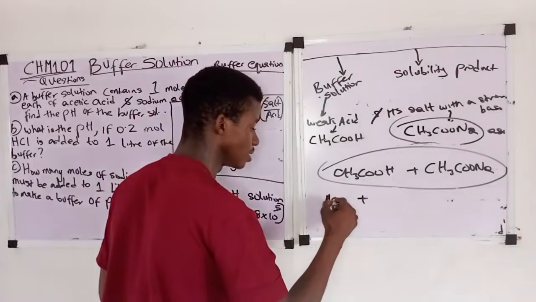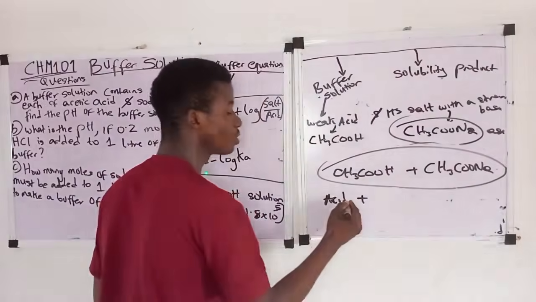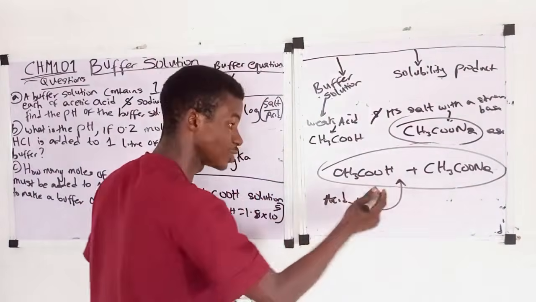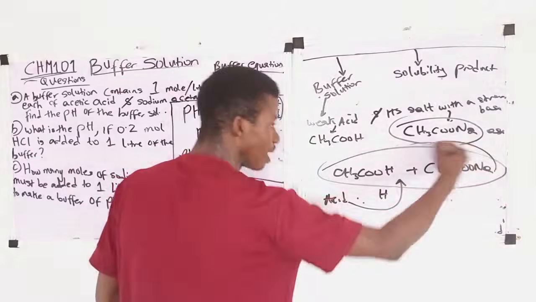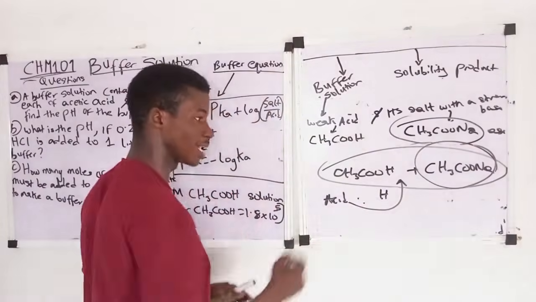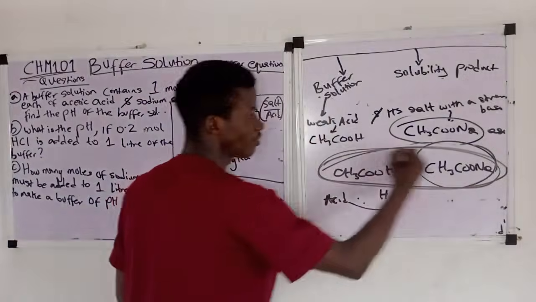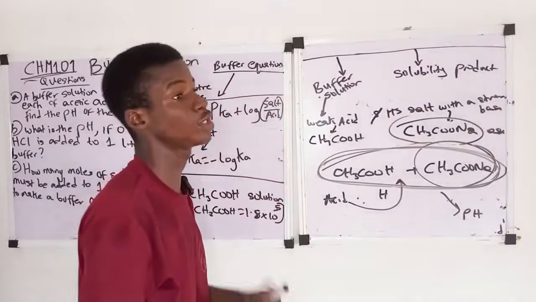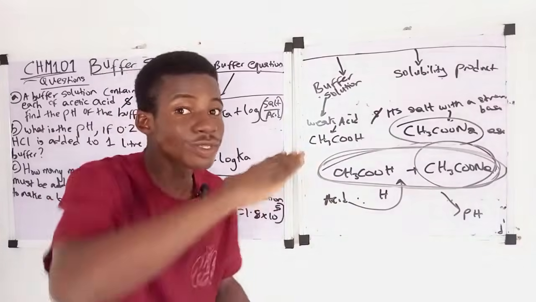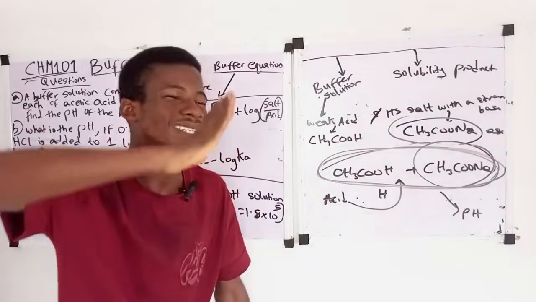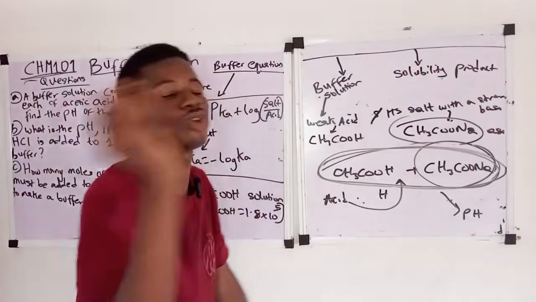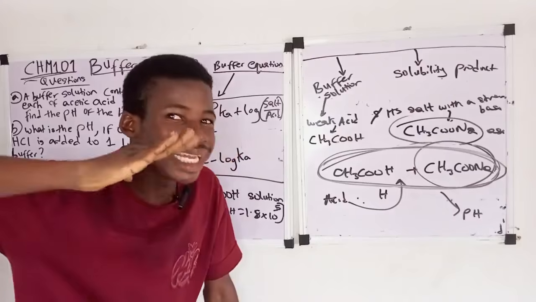When you add an acid to this buffer solution, remember, this is a buffer solution. It has a particular pH. Let's use 5 for example. A buffer solution maintains a constant pH, even when you add an acid or a base; it will nearly maintain it.